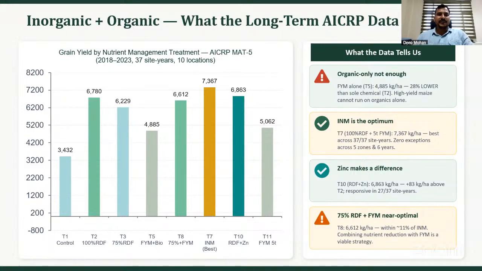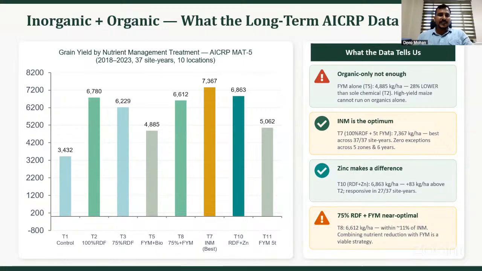Treatment 1, control: no fertilizer, no manure, nothing. Average yield is 3,432, 3.4 ton per hectare. This is just what soil gives on its own, without any addition of organic or inorganic nutrient sources.